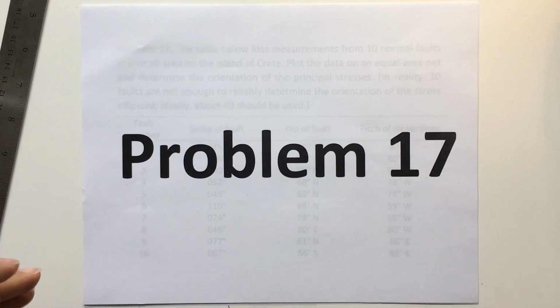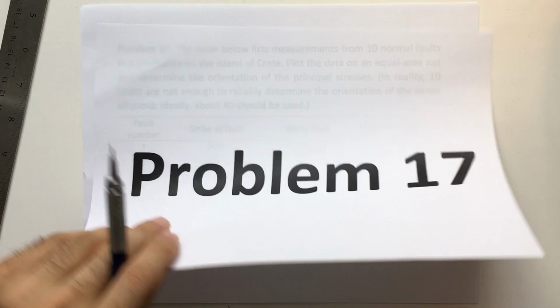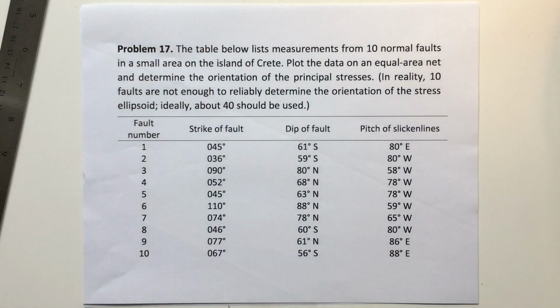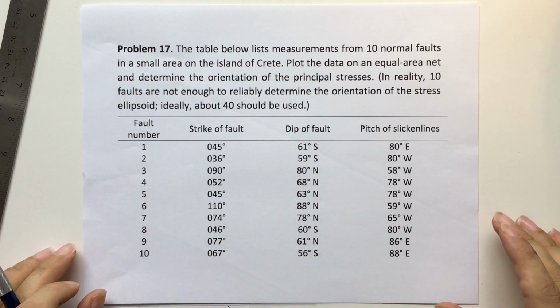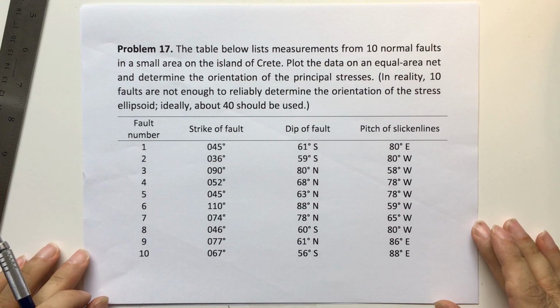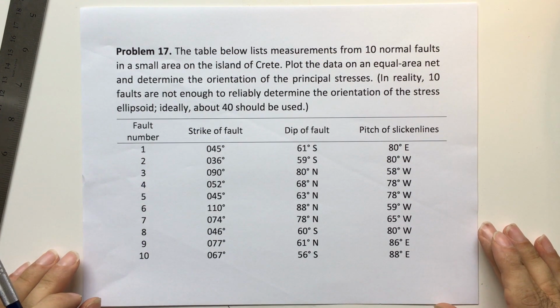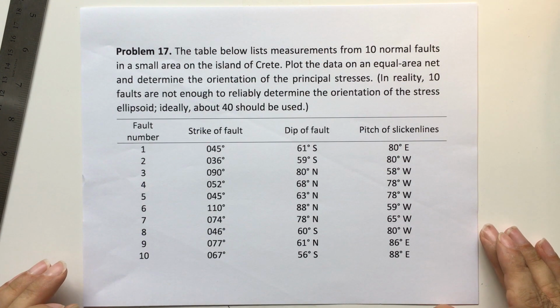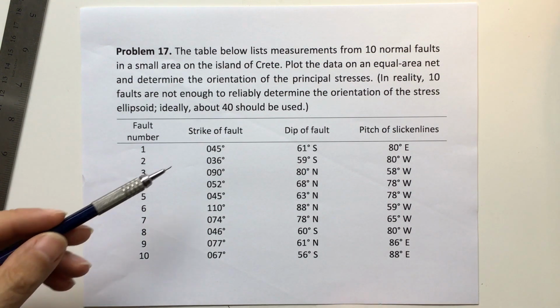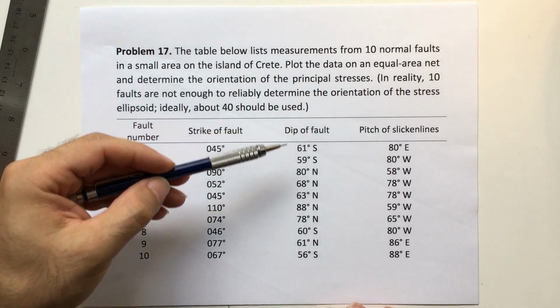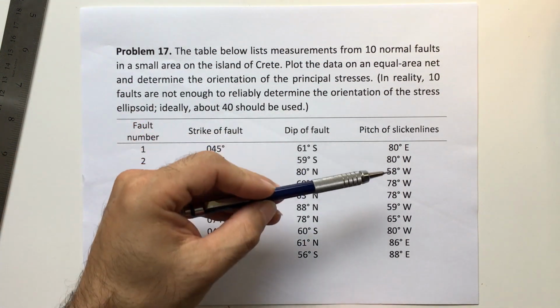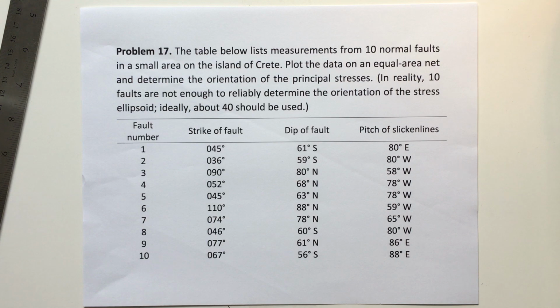Problem 17. I have a list of 10 normal faults, and the question wants me to find the orientation of the principal stresses, which means to find the trend and plunge of the sigma 1, sigma 2, and sigma 3. The information that I have is the strike of the faults, dip of the faults, and the rake of the slickenlines, or pitch of the slickenlines.